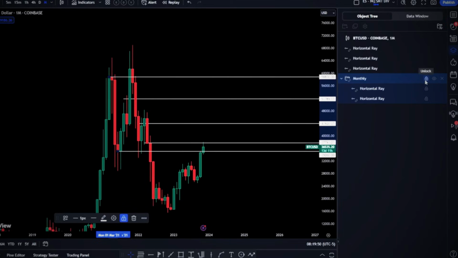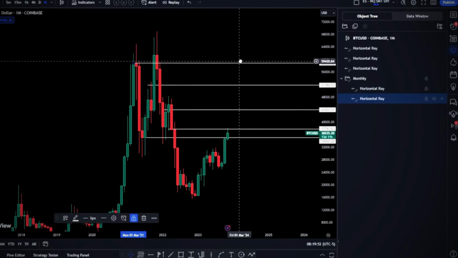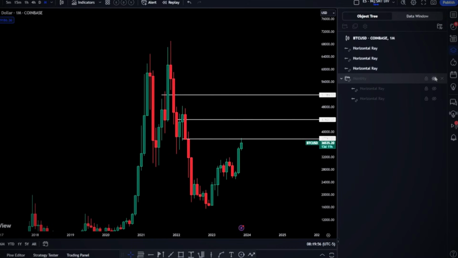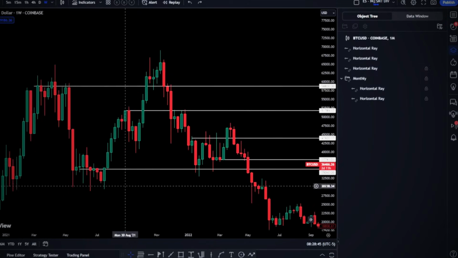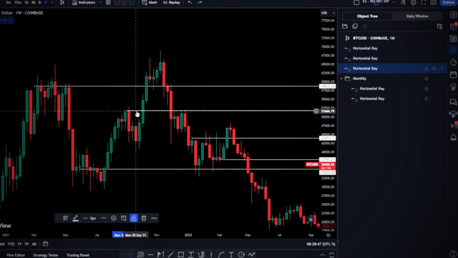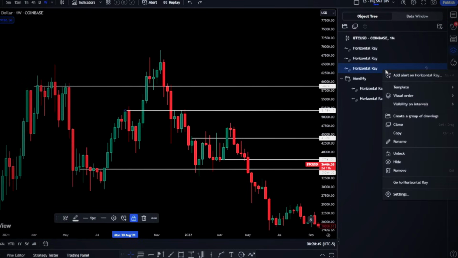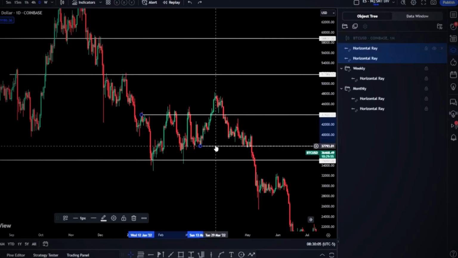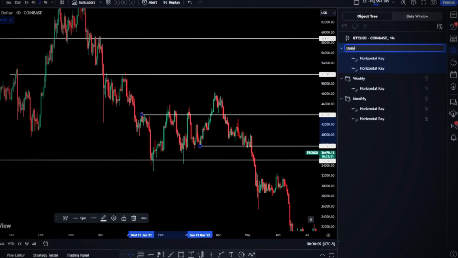This can prevent you from unknowingly nudging them and throwing your trades off. You can also hide and unhide them if your charts start to get too cluttered but you don't want to get rid of them. Then we can do the same on the weekly time frame, selecting the weekly levels, going to our object tree and grouping them together, renaming them to weekly levels, and now we have two separate folders containing support and resistance levels on different time frames. Repeat the same steps for daily and however low you want to go.